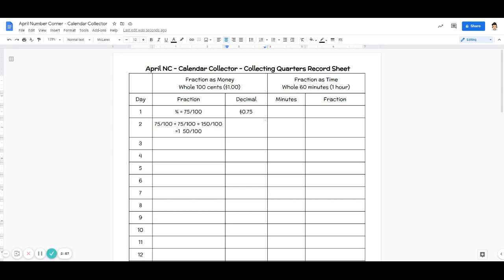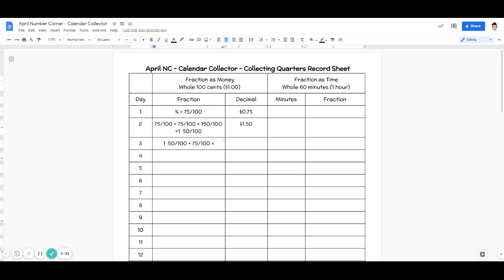Our decimal for day 2 includes a whole number, so $1.50. How we say that in math terms is 1 and 50 hundredths. Look at day 3. We're taking our $1.50 or 1 and 50 hundredths, and we're adding another 75 hundredths to it because that is 3/4. So this is great practice with mixed numbers.